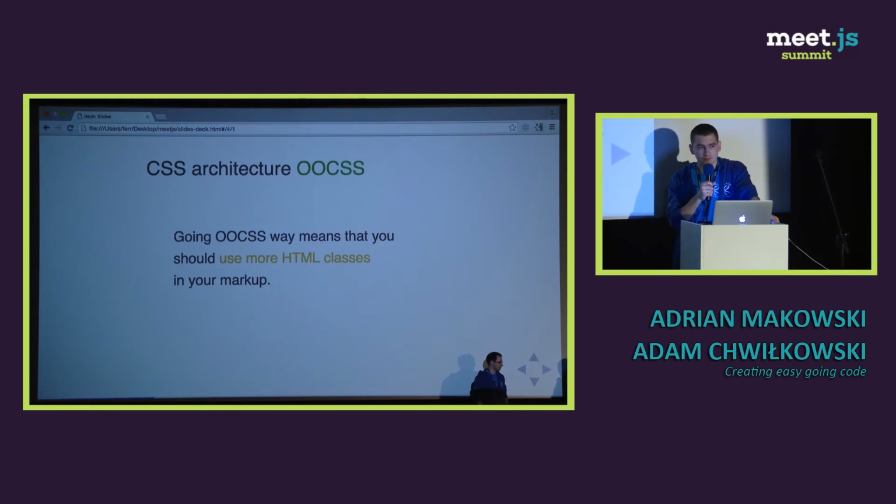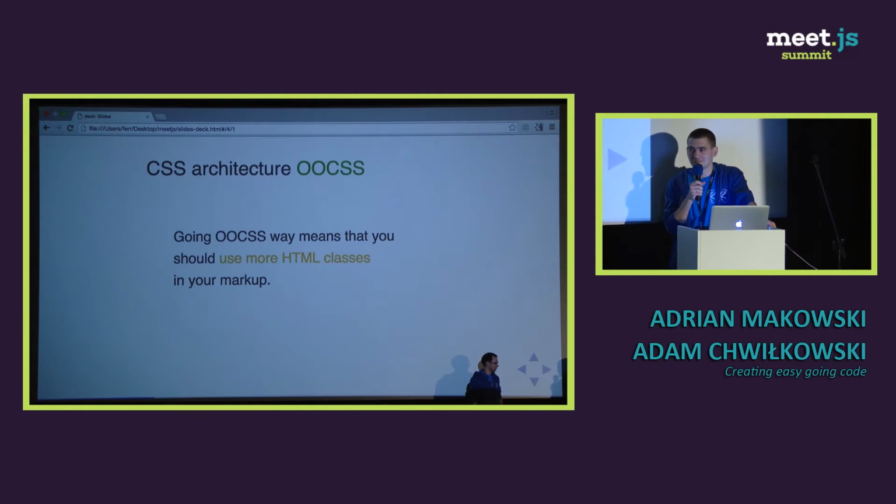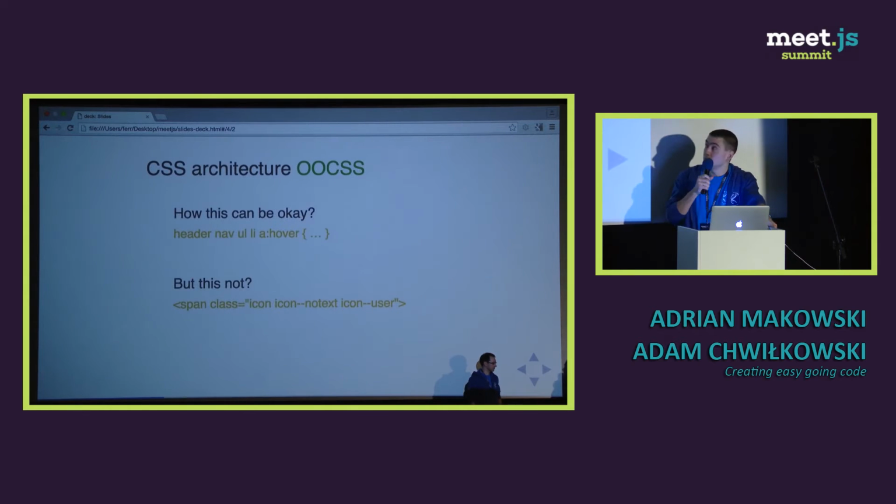But using too many HTML classes gives you classitis. Do you know this front-end development disease? It is really hard to deal with. So use it wisely. I would recommend 5, maximum 6 HTML classes per element. As an example, I can show you these two examples. The first one can be okay, but the second not.